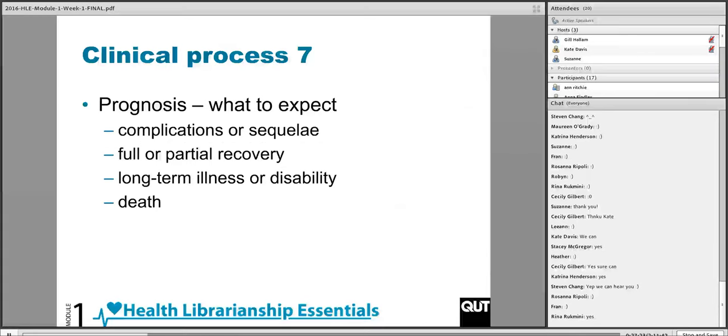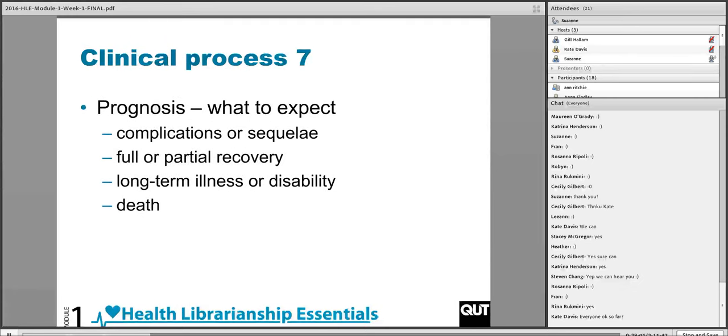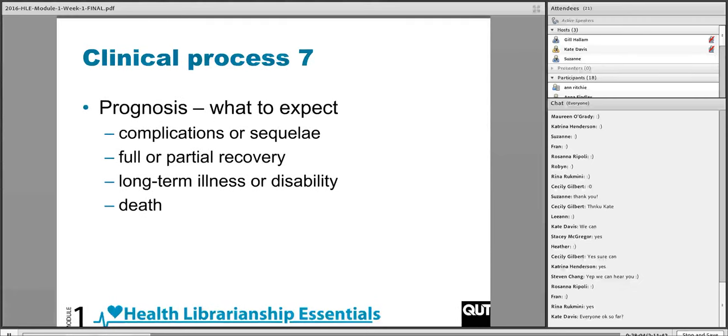Okay, so at this point in the clinical process, the clinician has examined the patient, taken a history, arrived at a diagnosis, and instigated some treatment. The next stage to consider is the prognosis, in other words, what to expect. So the prognosis refers to the likely outcomes of the disease or the condition. And this is something that patients often ask about, with questions such as, when will I be able to go back to work? Or in the case of a serious life-threatening disease, how long do I have to live?